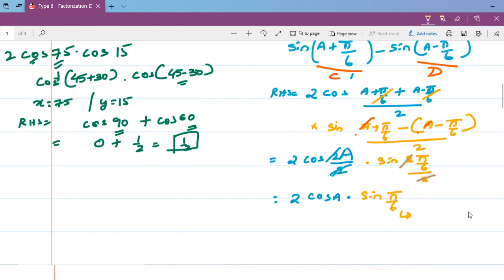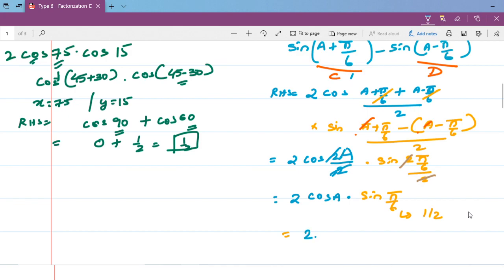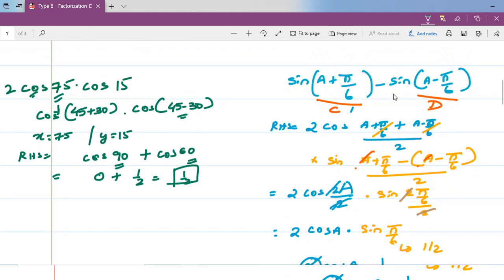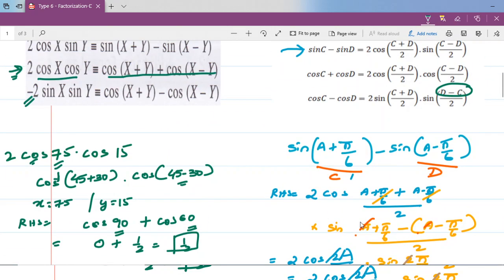Sine of pi by 6, we know that it's sine of 30, so it's going to be half. So this equation will become 2 of cos A into half, and then this half and this half get cancelled, and what remains is cos A. So the whole equation over here you simplified using factorization. You started from here, and the whole thing you simplified into cos A. So that's the beauty of the factorization that I was talking about.